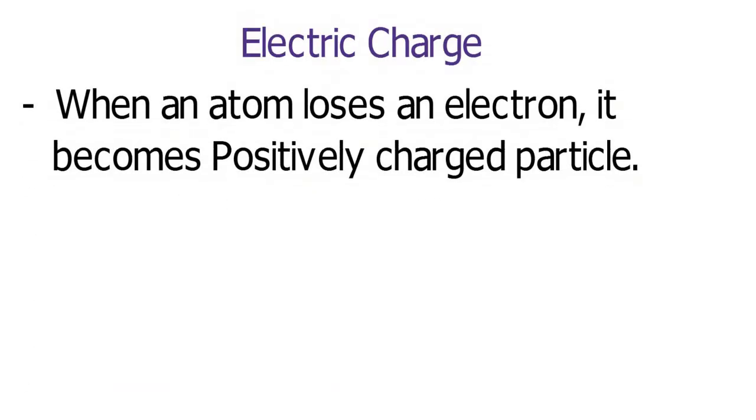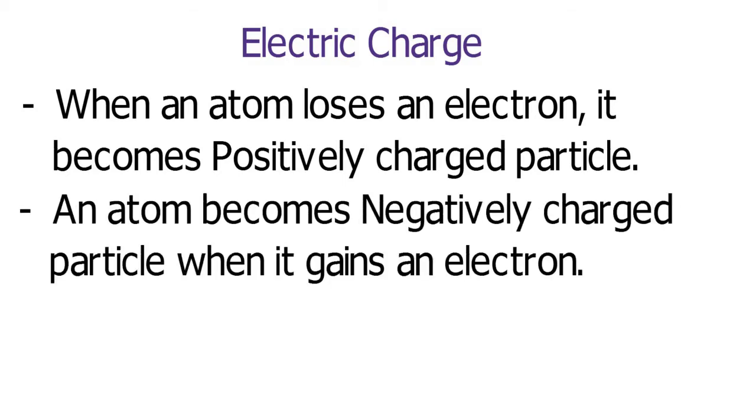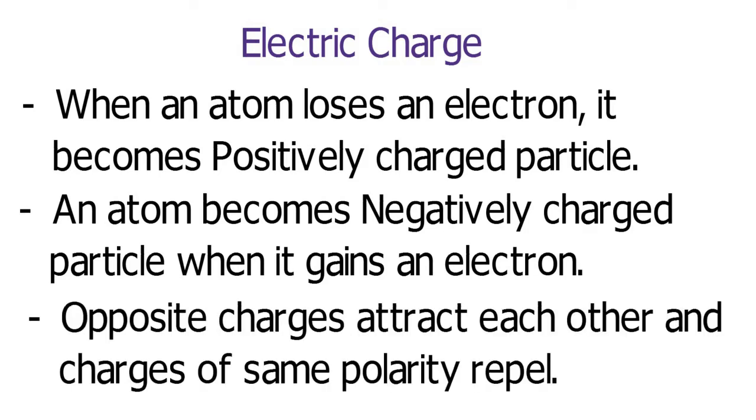When an atom loses an electron, it becomes a positively charged particle. An atom becomes a negatively charged particle when it gains an electron. Opposite charges attract each other and charges of the same polarity repel.